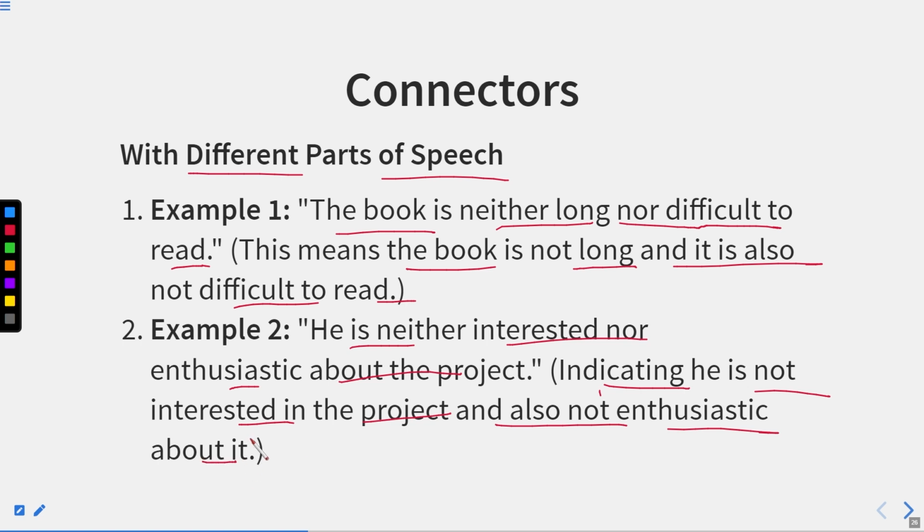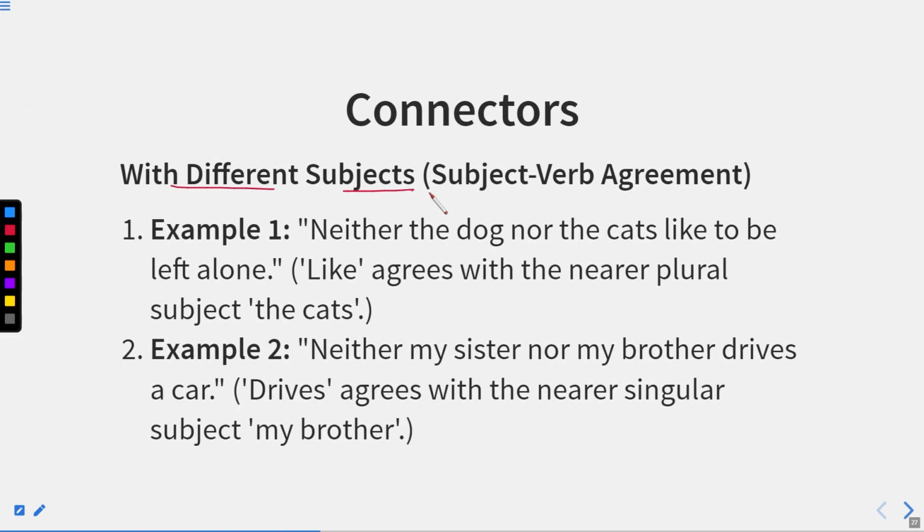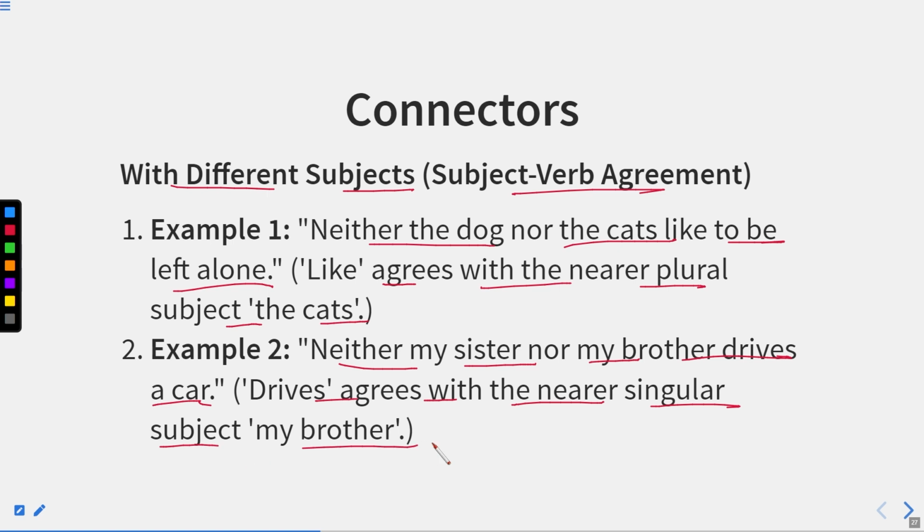With different subjects, subject-verb agreement: neither the dog nor the cats like to be left alone. Like agrees with the nearer plural subject, the cats. Neither my sister nor my brother drives a car. Drives agrees with the nearer singular subject, that is my brother. Okay.